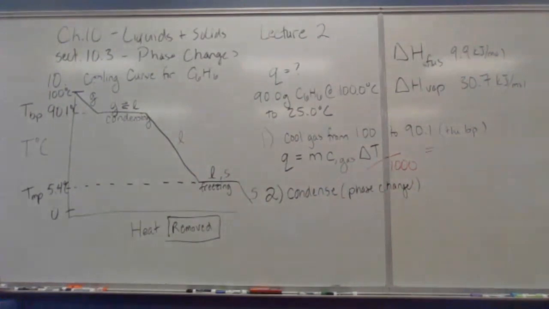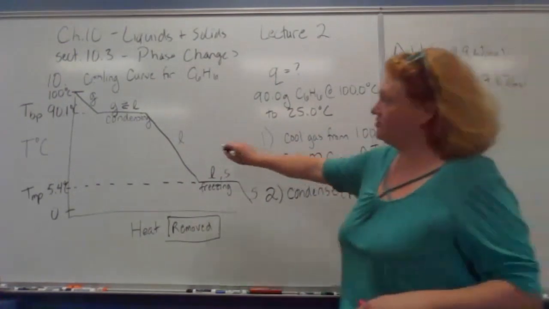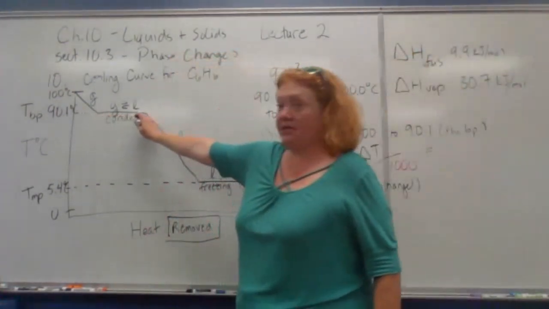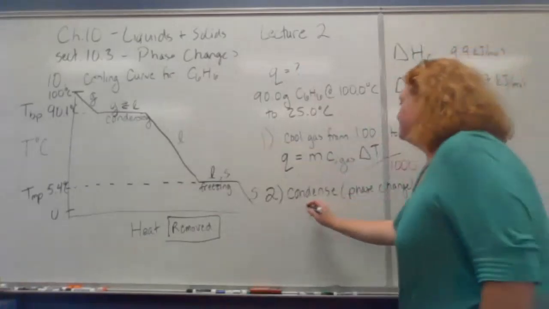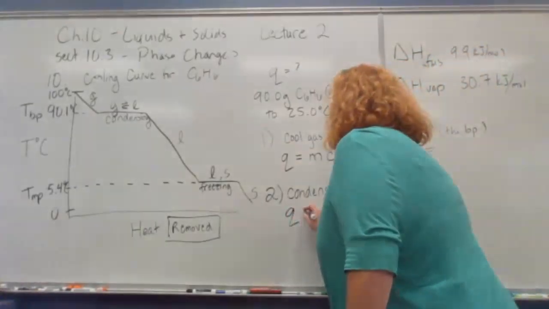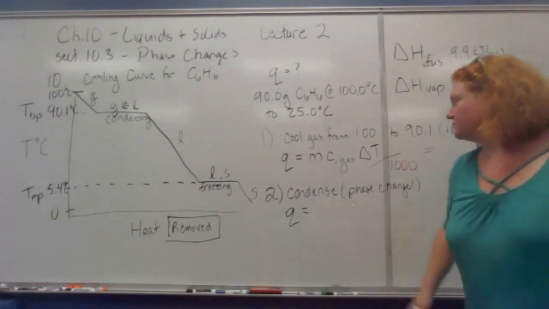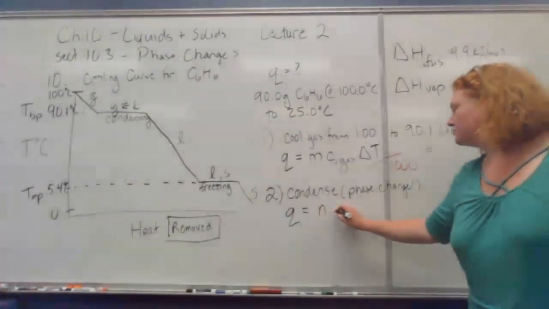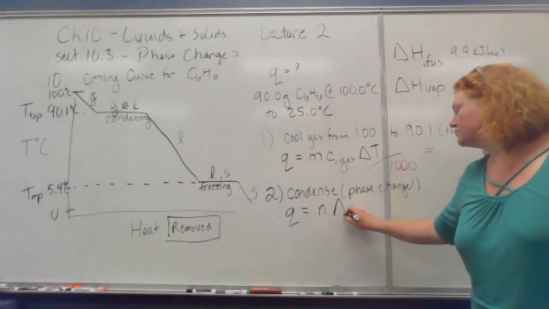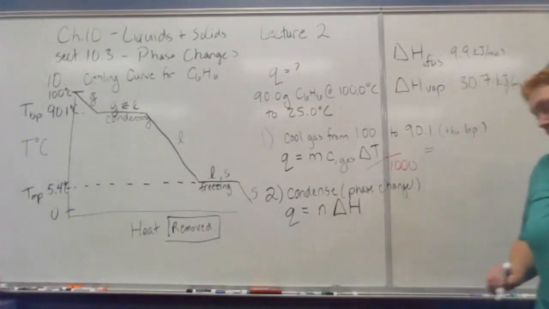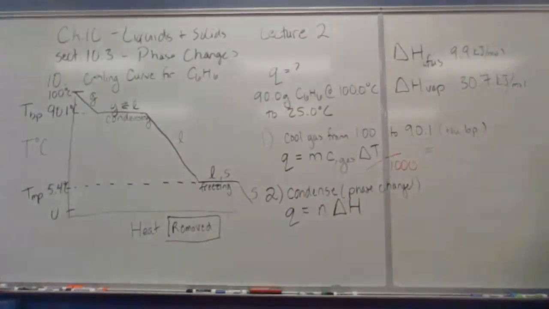Second step is you are condensing, right? You're doing a phase change. No delta T here. Here's my big question for you guys. Have y'all all done the math for step one? You need a second? I'll give you a second.